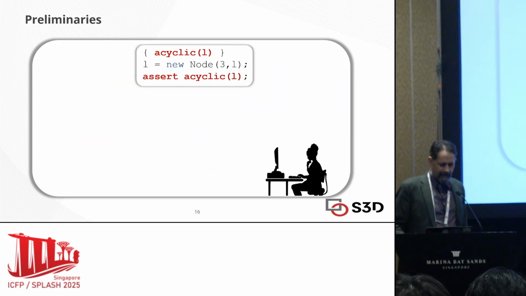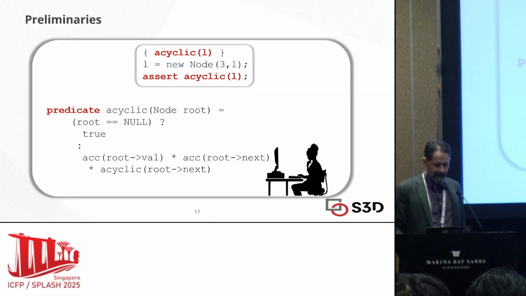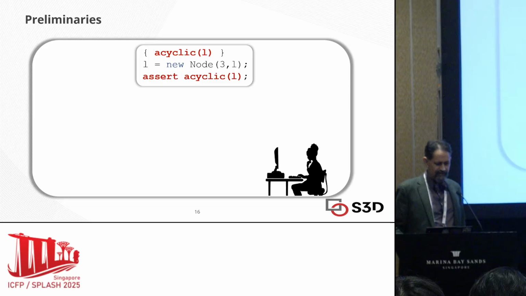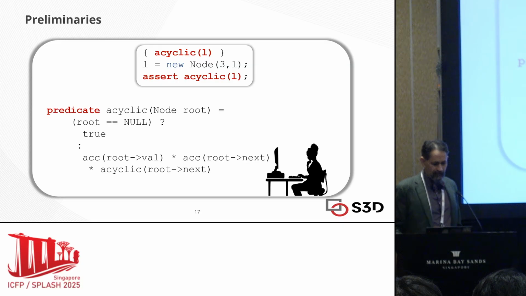Let me talk about an example that gets a little bit more interesting and also includes ownership. So here I have a predicate that says a list is acyclic. And the idea is that I have an acyclic list, and then I might add a node to the front of it, and then I'd like to assert that the list is acyclic again. So what does acyclic look like? Well, we define a predicate that operates on the root of an acyclic list, and the predicate tests whether the root is null. If the root is null, then we're fine, right? An empty list is acyclic.